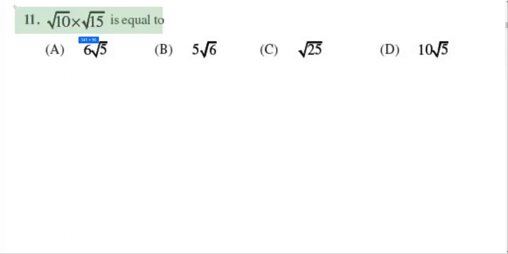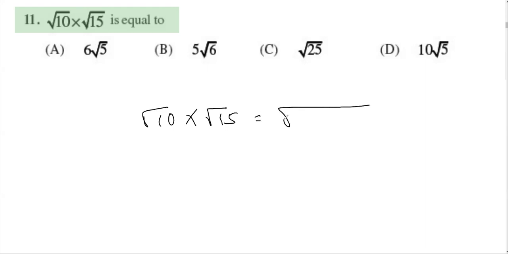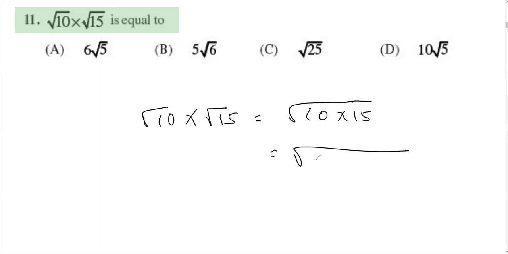In question number 11, we have to get the value of under root 10 into under root 15. So I can say that under root 10 multiplied by under root 15 is equal to under root 150. Or I may write under root 10 into under root 15. Now, in order to write it in the simplified form, I should split them into prime factors. I wrote 10 as 2 into 5 and I wrote 15 as 5 into 3.